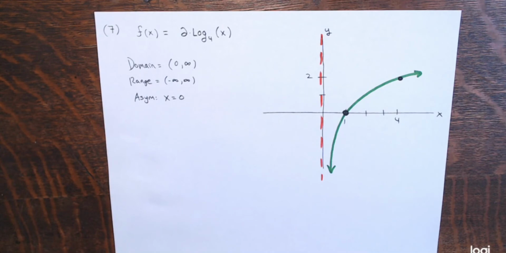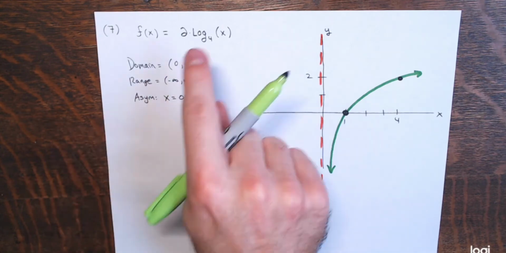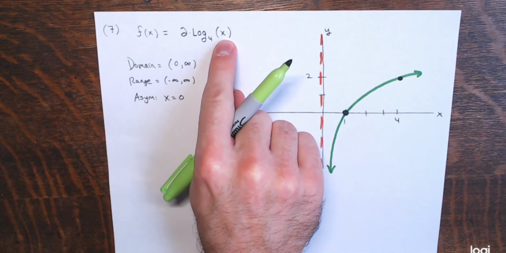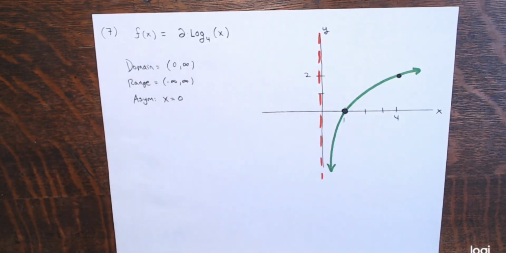And again, you can plot other points if you want. Like if I plugged in 1/4, I'd get -2 as an output. And you can plug in other powers of 4 if you wish, get more outputs, get more points, but 2 points and an asymptote should be enough to make a rough hand drawing.